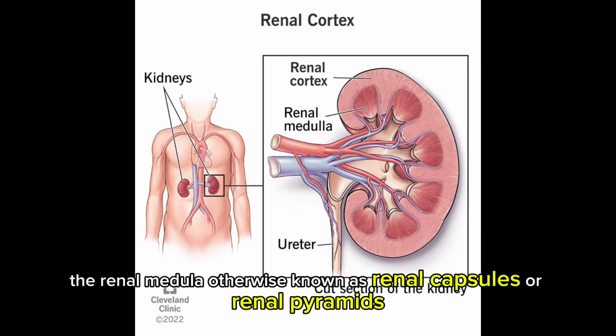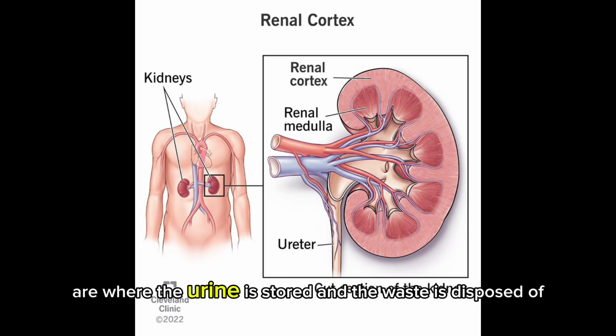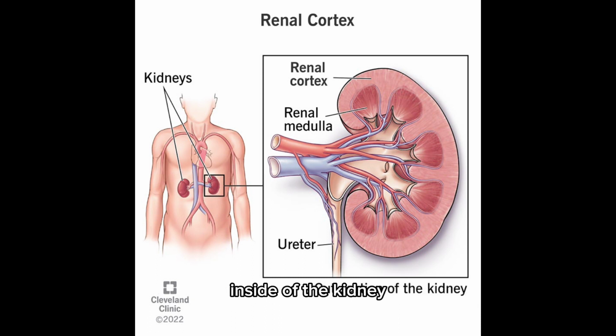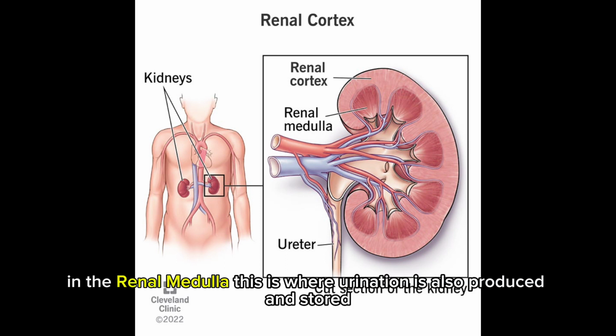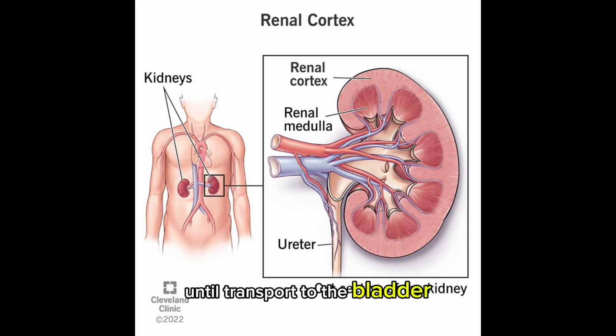The renal medulla, otherwise known as renal capsules or renal pyramids, are where the urine is stored and the waste is disposed of inside of the kidney. In the renal medulla, this is where urine is also produced and stored until transport to the bladder for output, otherwise known as urination, more commonly known as peeing.